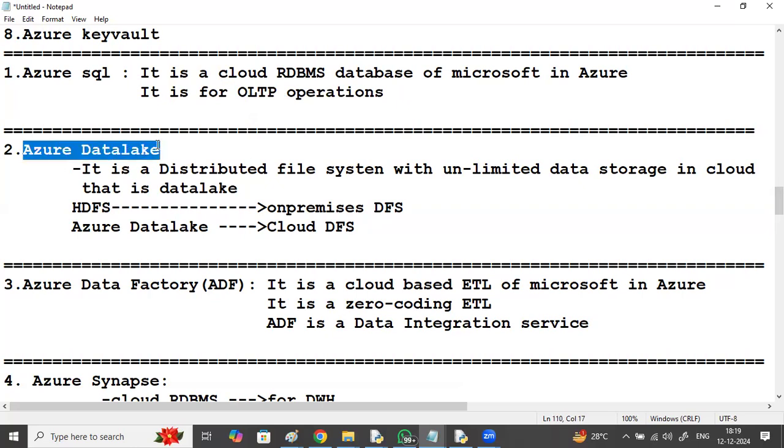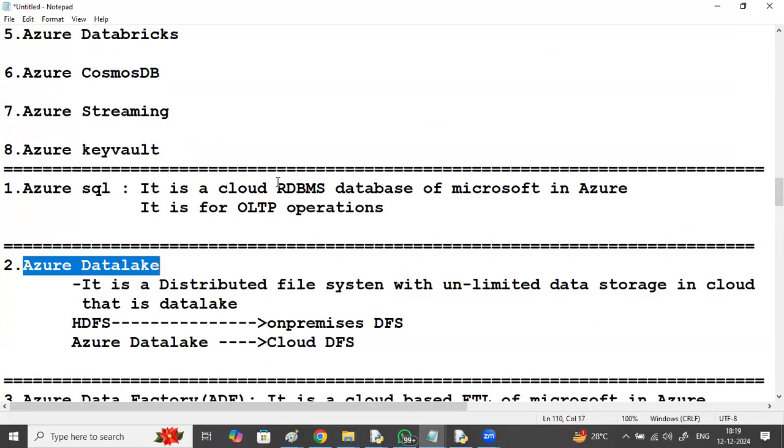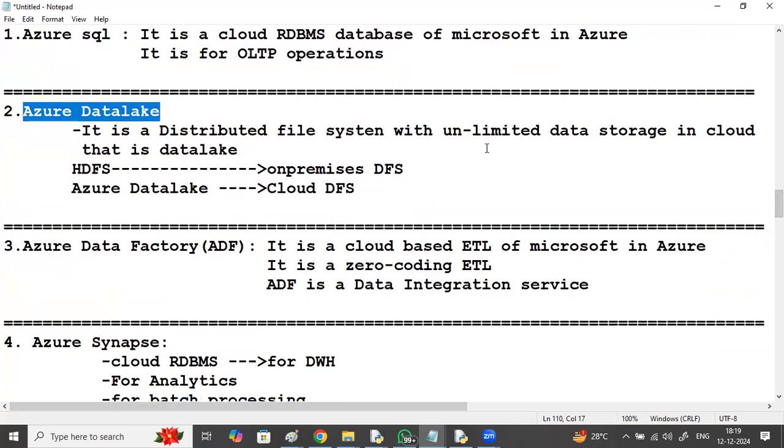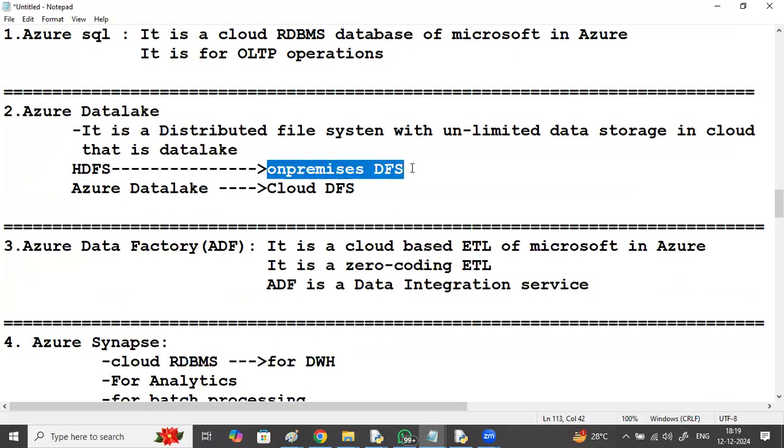Azure Data Lake. Talking about the Azure Data Lake, it is a distributed file system with unlimited data storage in the cloud. Previously, Hadoop distributed file system was an on-premises distributed file system where you maintain a Hadoop cluster, an on-premise cluster. Similarly, on the Azure cloud side, Azure Data Lake is a cloud distributed file system.